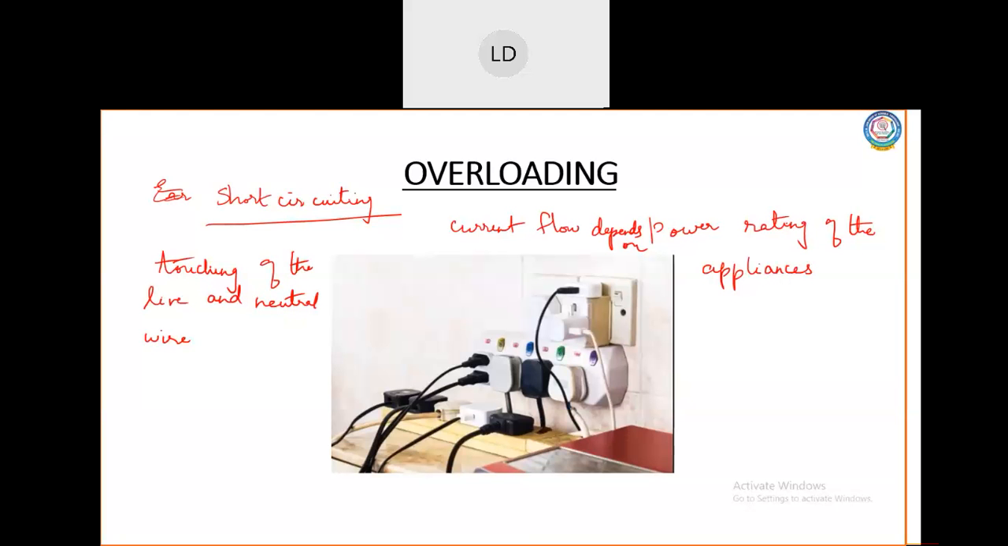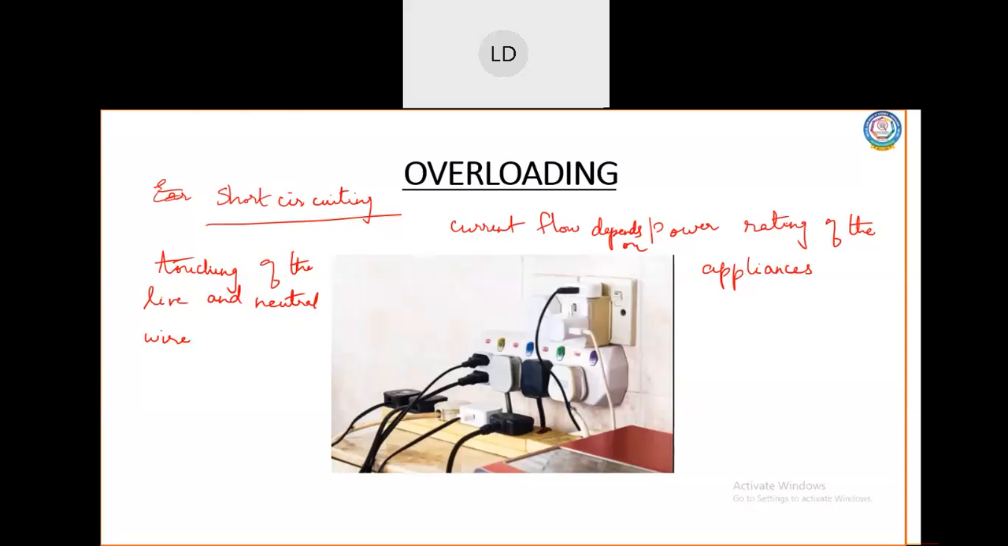So what happens when they touch each other? The resistance of the circuit becomes very, very small, and immediately there will be a current rise. A very high current will flow in the circuit, and definitely it heats the wires. Here also there is a chance of a fire accident. So these two things must definitely be avoided.